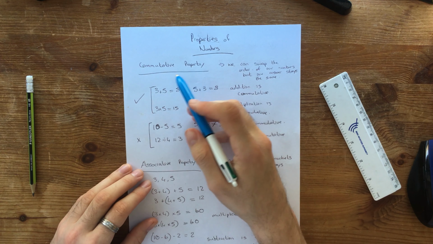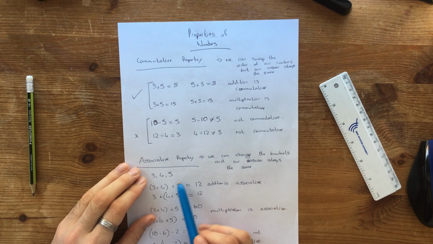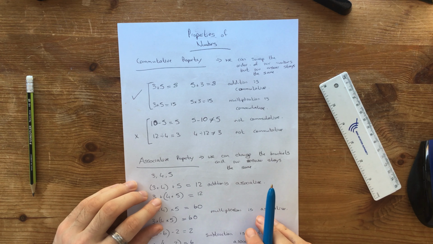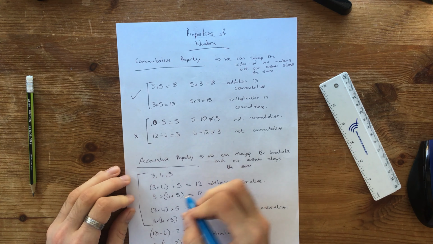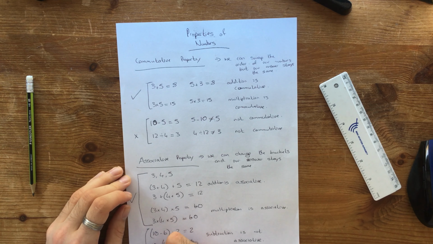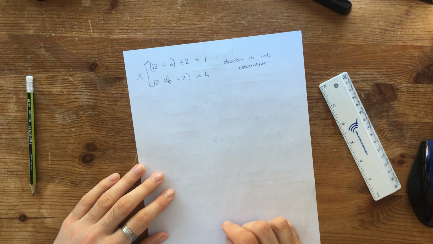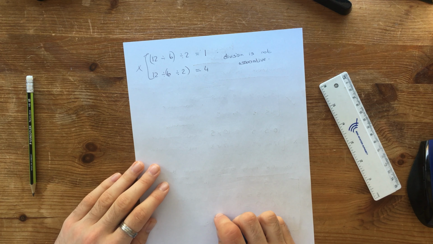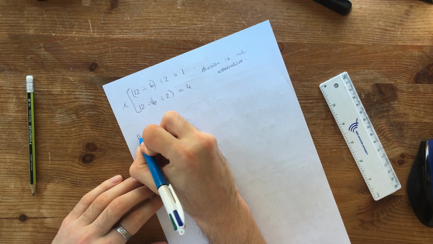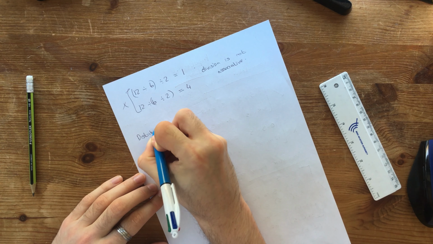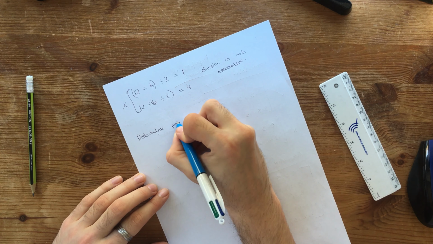So commutative means that we can swap the order of the numbers, and the answer will be the same. Associative means we can change where the brackets are, and our answer will stay the same. As with the last one, multiplication and addition are good, and subtraction and division do not work. Finally, the last one is the distributive property.